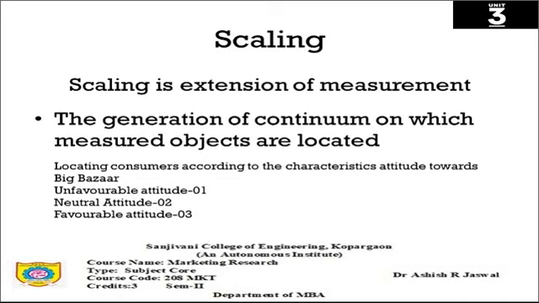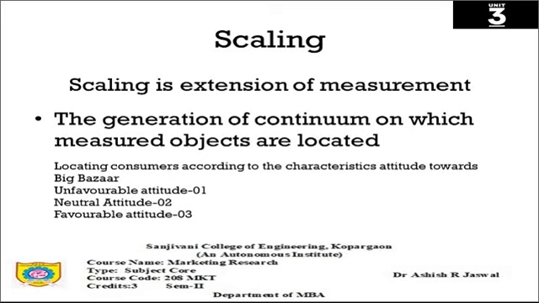If we want to locate consumers according to the characteristic attitude towards Big Bazaar, we will have three extensions of measurement, that is unfavorable attitude, neutral attitude and favorable attitude, wherein we have numbered unfavorable attitude as 1, neutral attitude as 2 and favorable attitude as 3. Scaling is an extension of measurement in the form of 1, 2, 3, wherein we are trying to measure attitude towards Big Bazaar. I suppose this brings clarification on the difference between measurement and scaling.